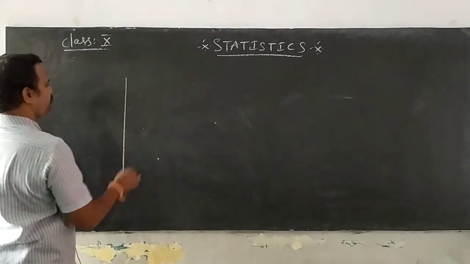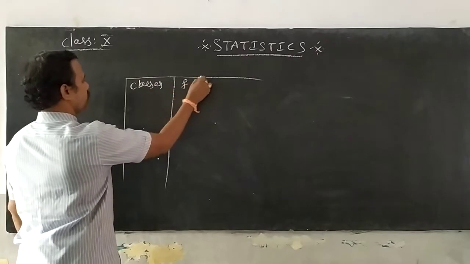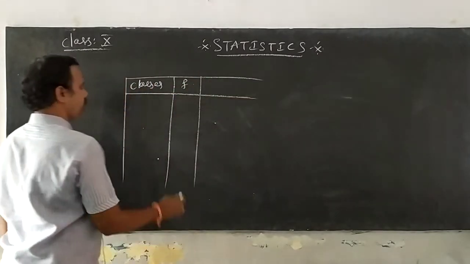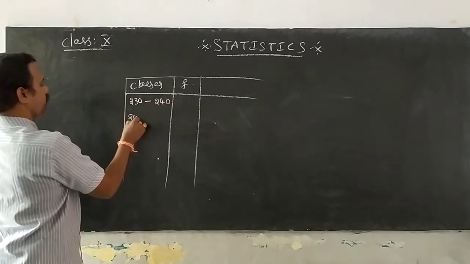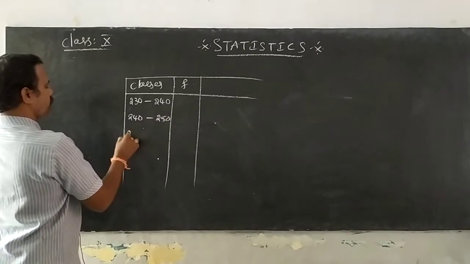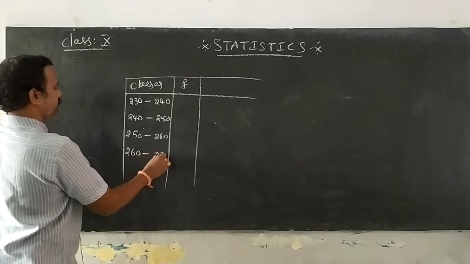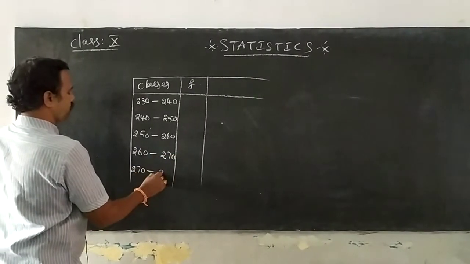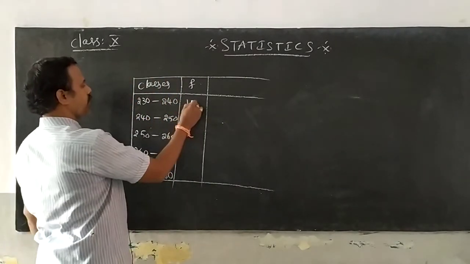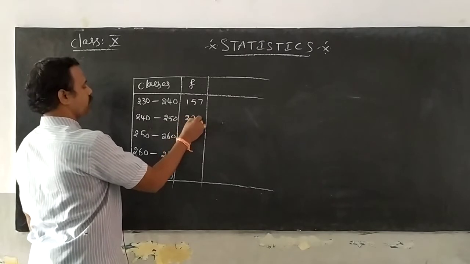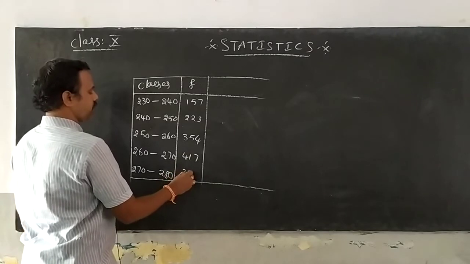Suppose the classes and the frequencies are given. If the classes are 230 to 240, 240 to 250, 250 to 260, 260 to 270, and 270 to 280, observe carefully, and the frequencies are 157, 223, 354, 417, 333.